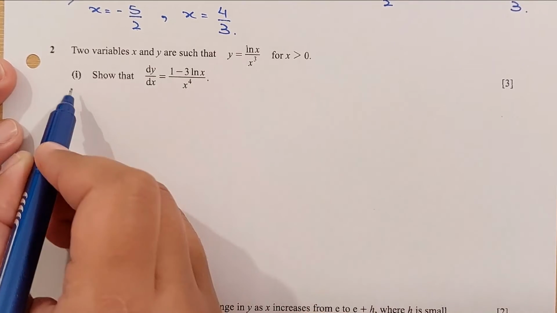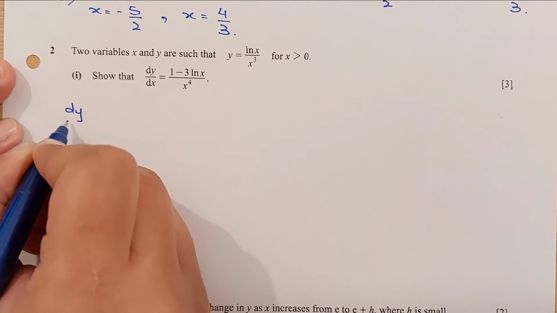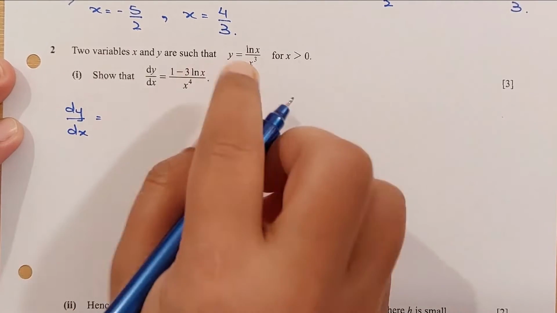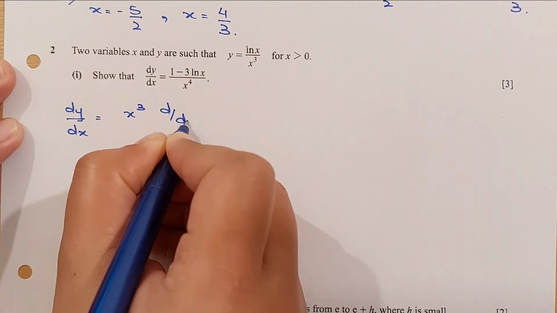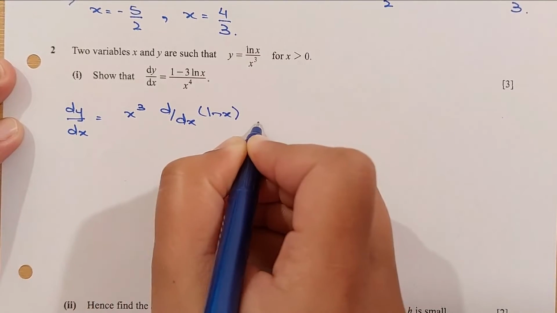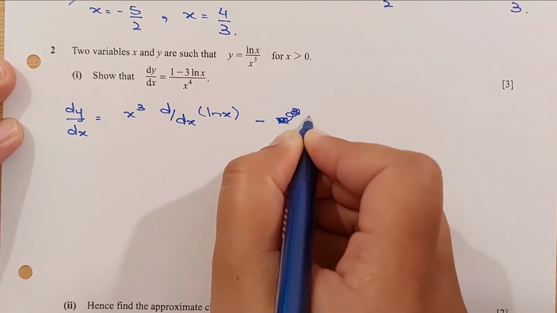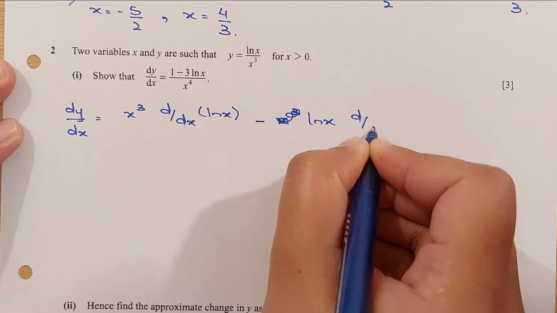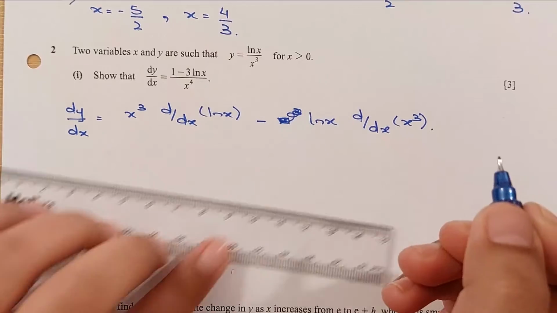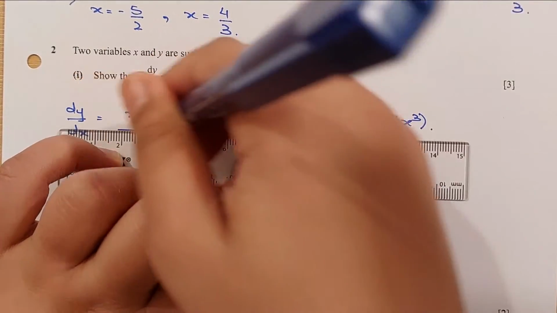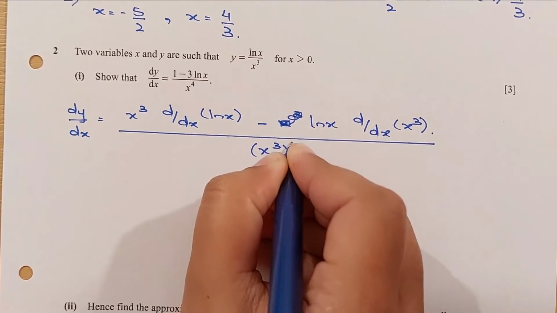Question number 2. Two variables x and y are such that y equals ln x over x cubed, where x is greater than 0. Part 1, show that dy by dx equals this. So we have to find the derivative of y with respect to x. We use the quotient rule here. The denominator function stays as it is, times the derivative of the numerator d by dx of ln x, minus the numerator ln x as it is, times the derivative d by dx of x cubed. And this whole thing is divided by the square of the denominator function, x cubed whole squared.